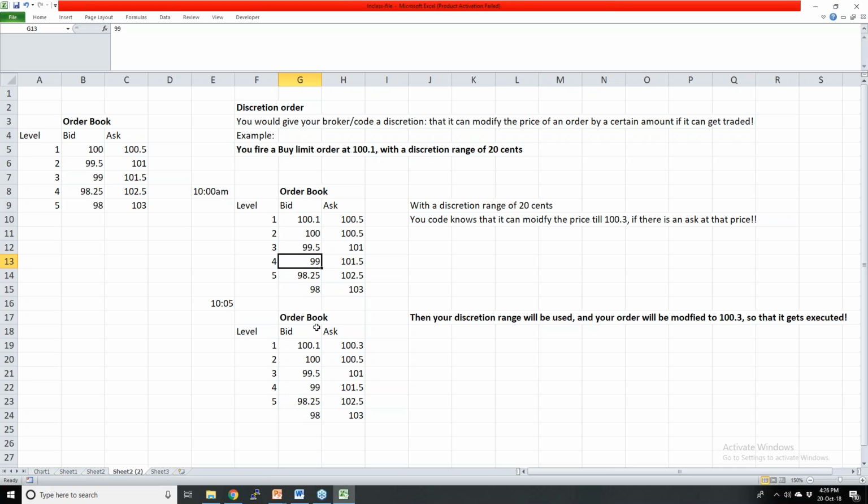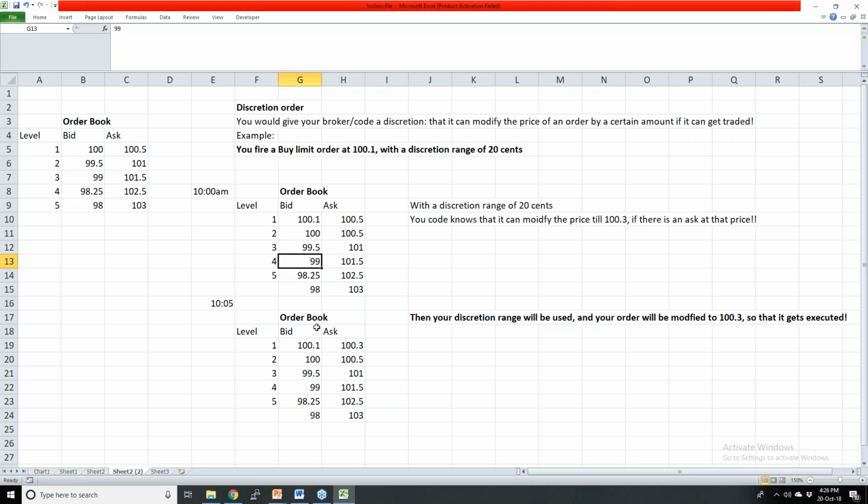There's a question: can I explain the difference between pegging and discretion? Yes, so I'll just repeat what a pegging order will do. A pegging order will change the price of your order depending upon the existing orders on the order book. So if I pegged it at the best bid, and the best bid changes, my order price will change, irrespective of whether it will get traded or not. It is just a function of the price of, say, the best bid.